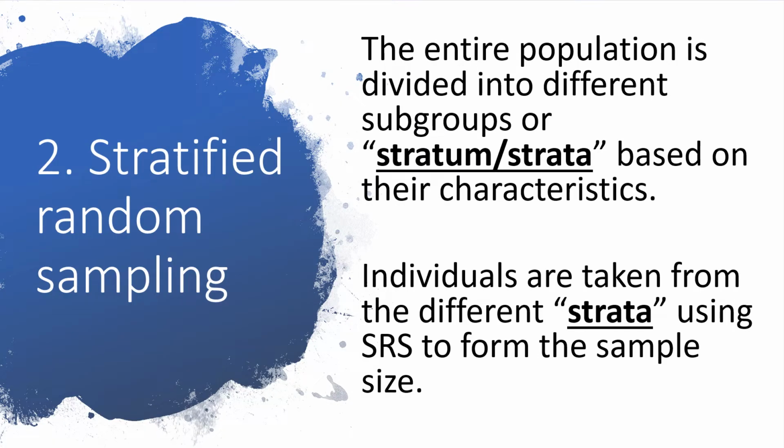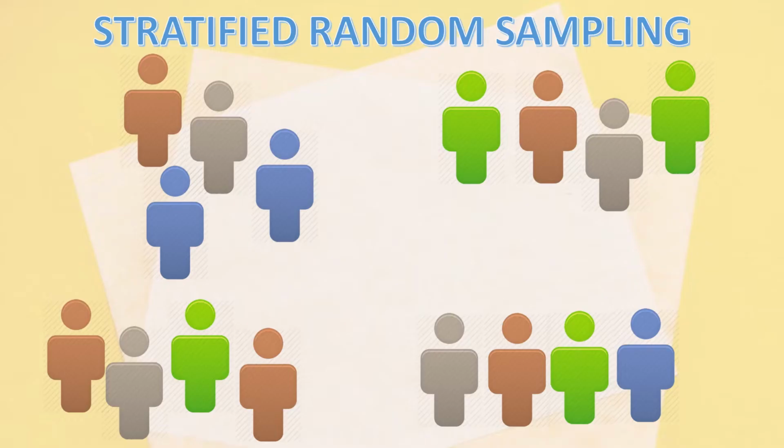The second technique is called the stratified random sampling, known as the SRS. Here, sampling starts off by dividing a population into groups with similar attributes or characteristics. We call it stratum or strata. Then, individuals are taken from the different strata using this SRS to form a sample size. First, the researcher needs to identify the target population. Then, these populations be grouped accordingly.